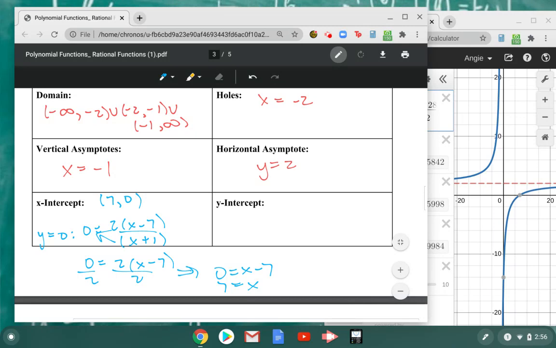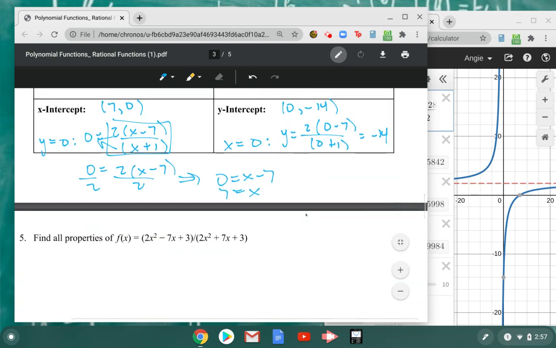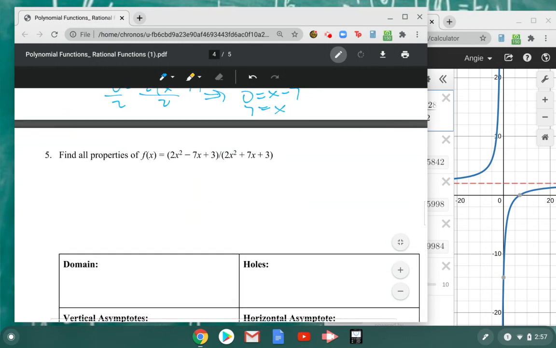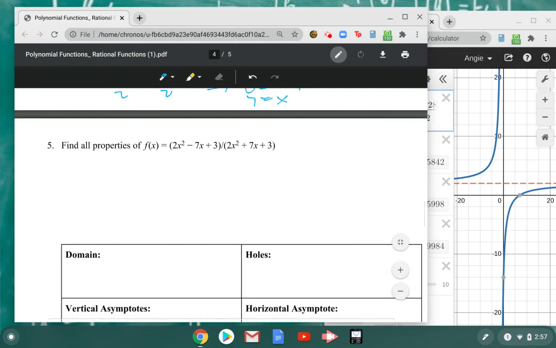To get this one, we want to let x equal 0. We can also use this factored form here. So we're just going to put 0 in, and y equals 2 times 0 minus 7 over 0 plus 1, and that's -14. 0 for x, -14 for y. Okay, so that's number 2. Number 5, let's find all of the properties of this one.